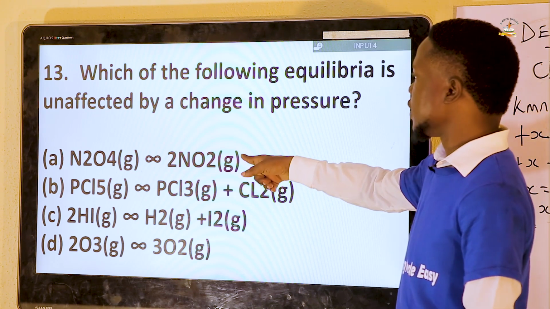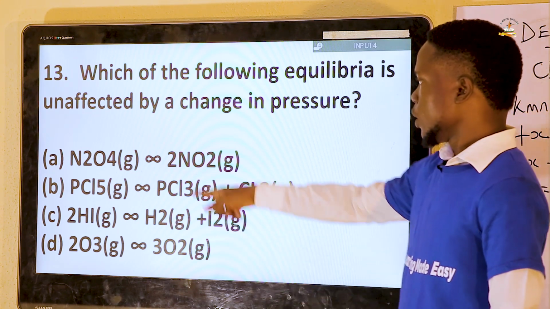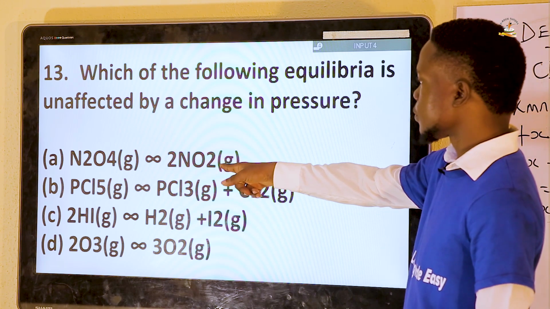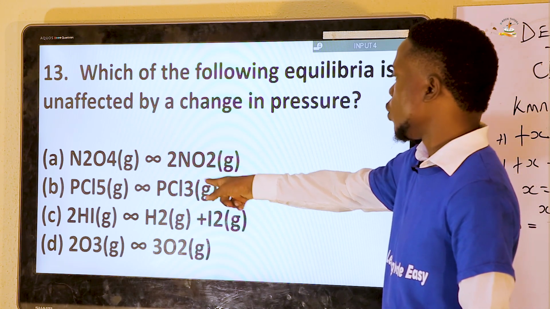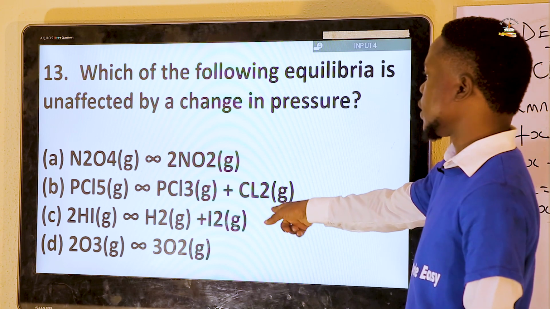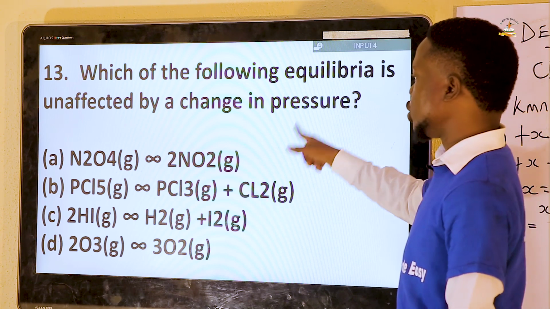So we know that there will be a change in the equilibrium. In option B, we have 1 plus 1 to give 1 plus 1. That's 1:2. So there will be a change.